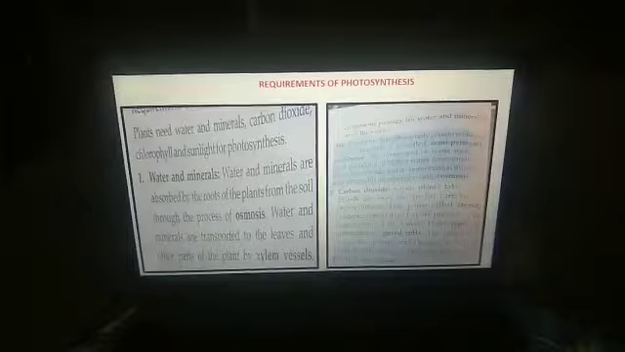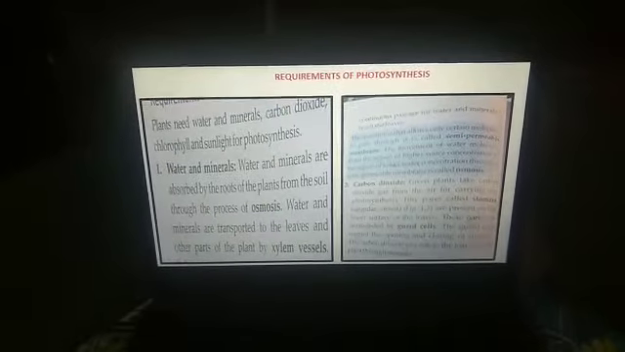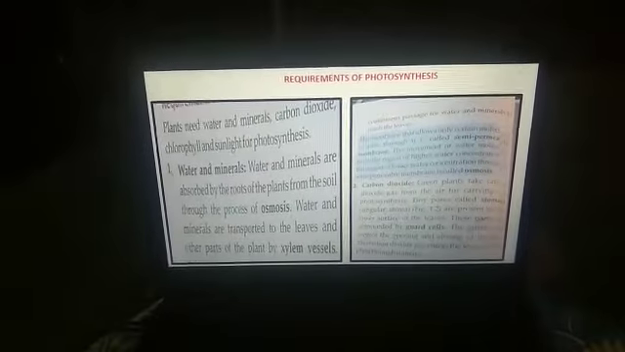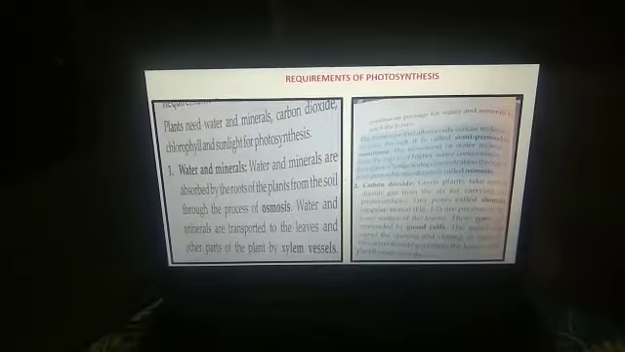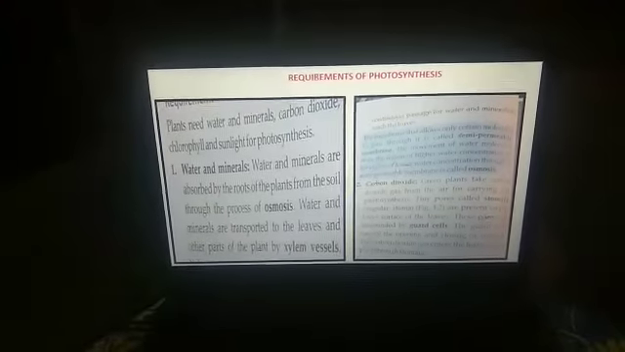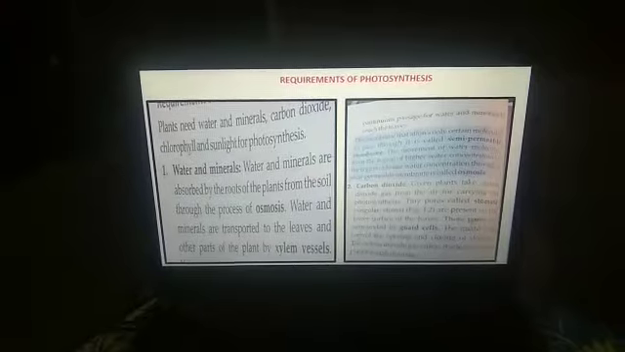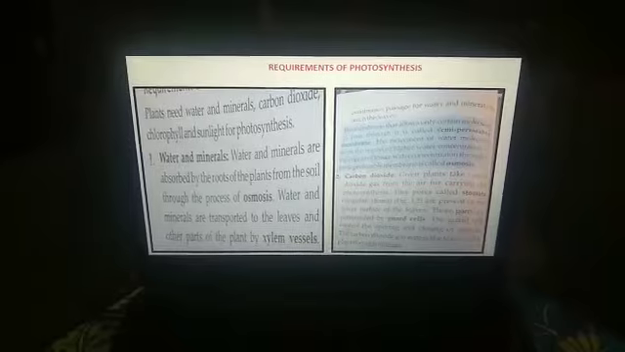Now let us study about the requirements of photosynthesis. So you must be knowing now, what are the basic requirements of photosynthesis? We require water and minerals, we require carbon dioxide, we require chlorophyll, and we require sunlight. In the absence of any of these components, photosynthesis cannot take place in plants. Equally, water and minerals are essential, carbon dioxide is essential, chlorophyll is essential, and sunlight is essential. So we will be discussing them in detail.